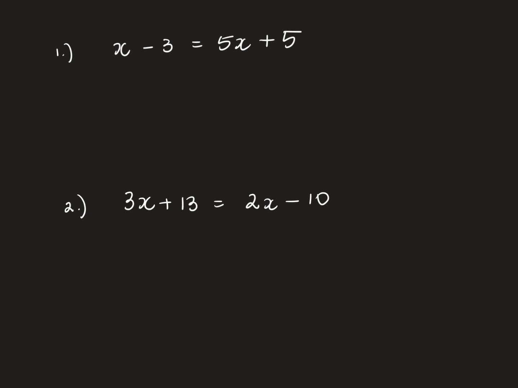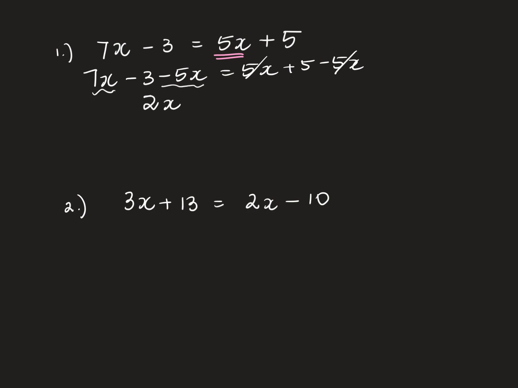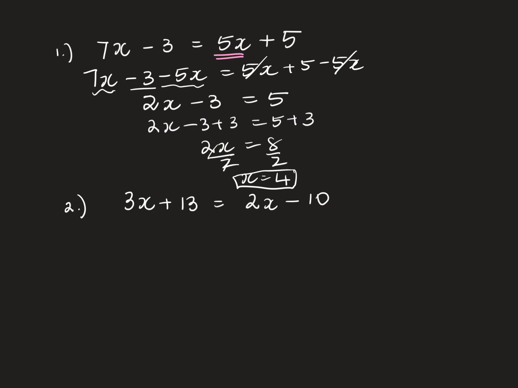Here are 2 for you to try. One of them has a negative answer, but that's not a problem. Press pause. So with this first one, the thing that we need to get rid of is this 5x here. So what we're going to do is subtract 5x from both sides. Those ones will go away, and then what we're left with, 7x minus 5x leaves us with 2x, take 3, is equal to 5. And then we just solve that in the usual fashion. And the answer is x equals 4.